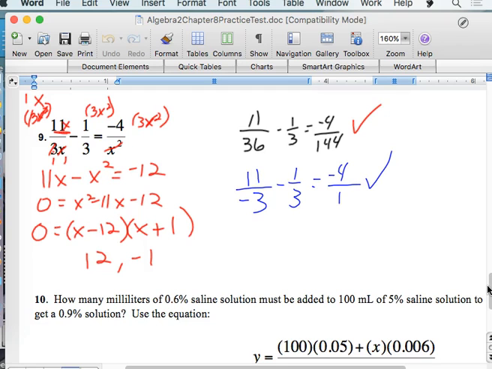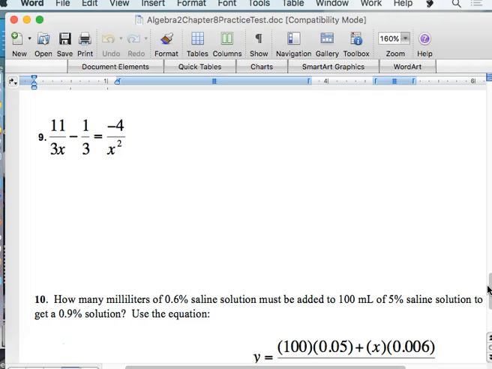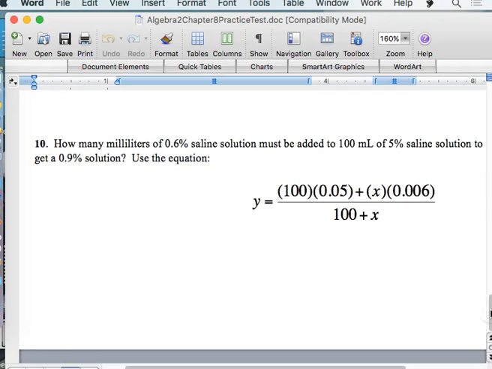So now, the gigantor equation problem. Look at that bugger. We're not afraid of that. All we have to do is figure out what do they want us to get. So, let's read it. Ignore all the blah, blah, blah we don't need. What do they want us to get? How many milliliters of 0.6% saline solution must be added to 100 mils of 5% saline solution to get 0.9% solution? What are we putting in for what?